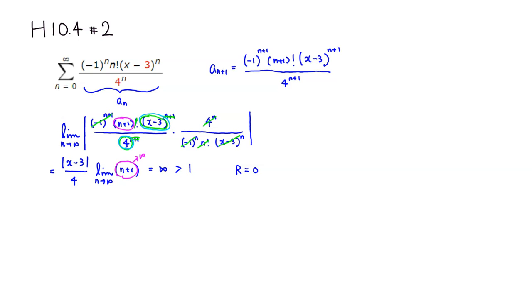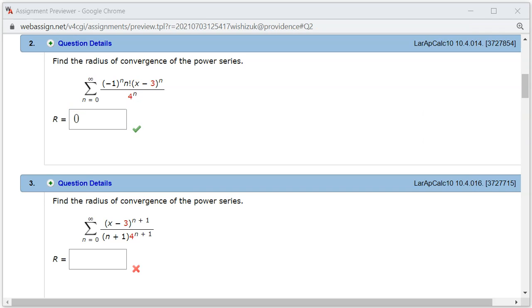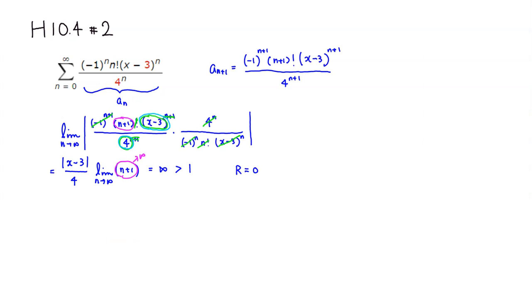So let's type it in. The radius of convergence is 0. Let's check the answer. It came back and looks like we got the radius of convergence correctly. That's it. I hope that this was clear.